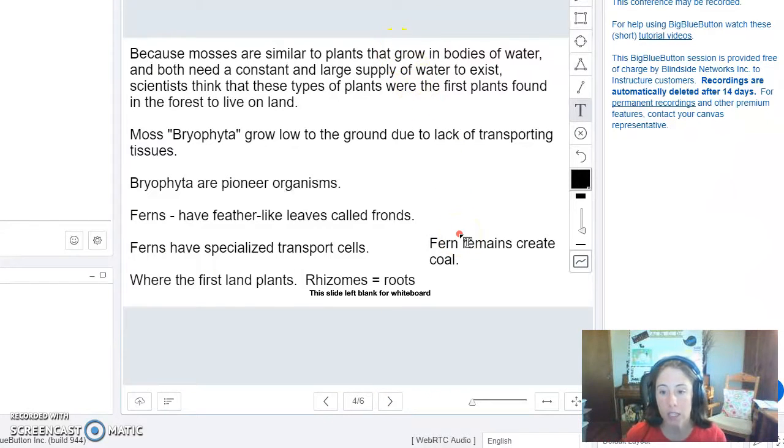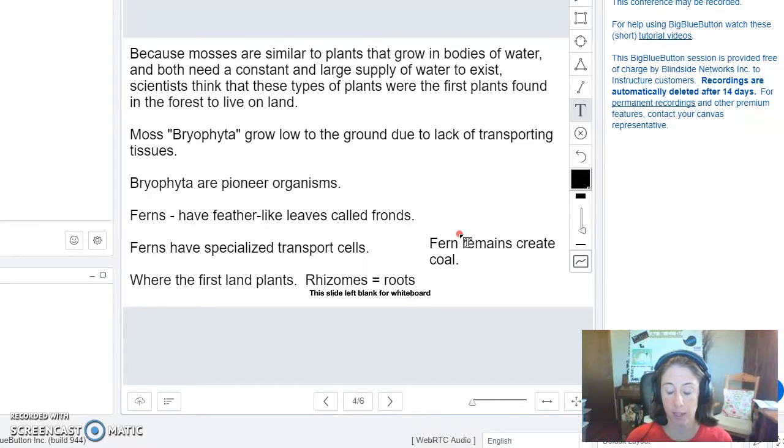So mosses are similar to plants, except that they require and have to grow near bodies of water. There has to be a constant and large supply of water for them to exist, or else they will not be able to survive. They will not be able to reproduce. They will shrivel up and actually dry and die.